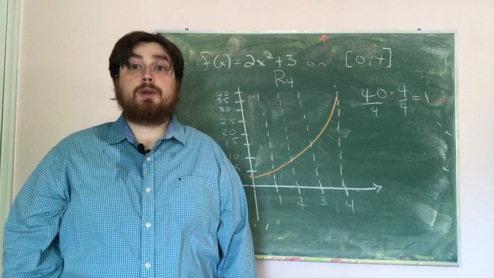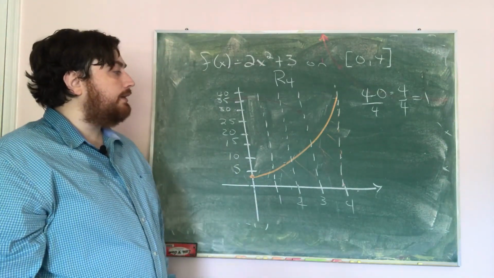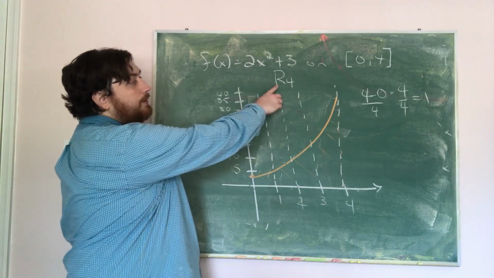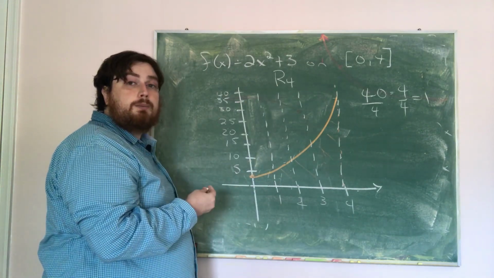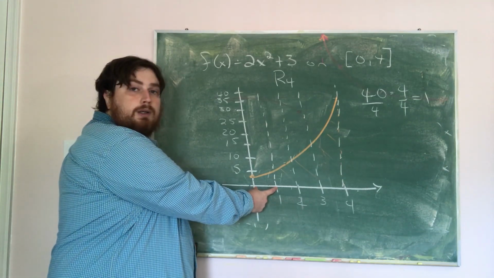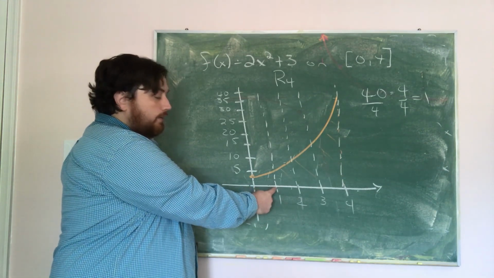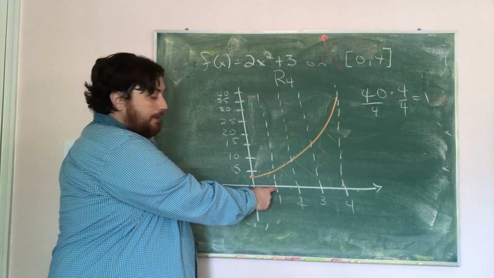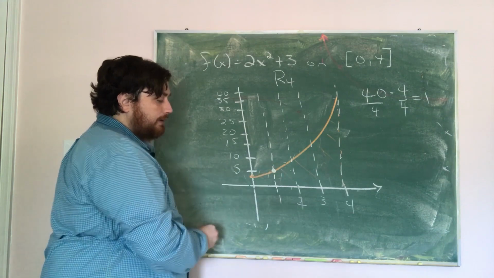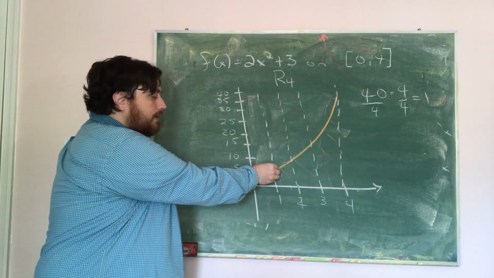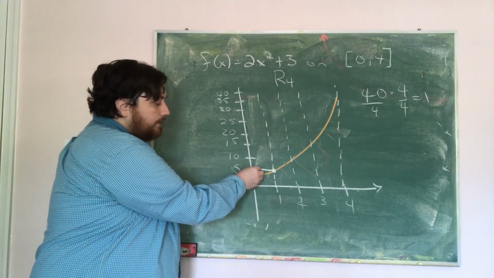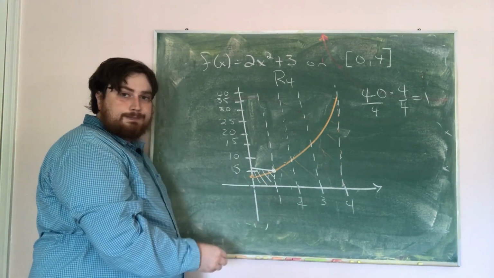Now that I know the width of each of my rectangles, I need to find the height. In order to find the height, because I'm using a right Riemann sum, I'm going to use right endpoints of those subintervals. If I look at the subinterval 0 to 1, the right endpoint is 1, which means I'm going to use the point 1 and plug it into the function, which is going to give me this value here. And that's now going to be the height of my first rectangle. So my first rectangle is going to look like that.